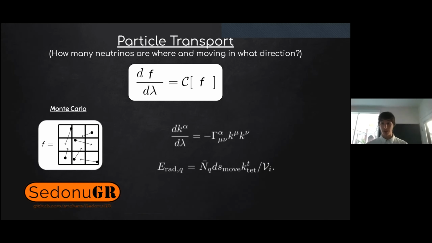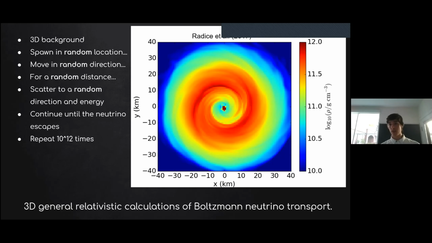The way that we do this is we take some background. In this case, it's some three-dimensional general relativistic simulation of a neutron star merger. What comes with that is the density, the temperature, the electron fraction, all of the metric quantities. Based on that, you calculate the emissivity everywhere, and you spawn a given neutrino in a random location with a random direction, just like a regular neutrino would be.